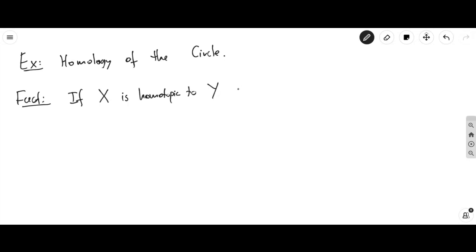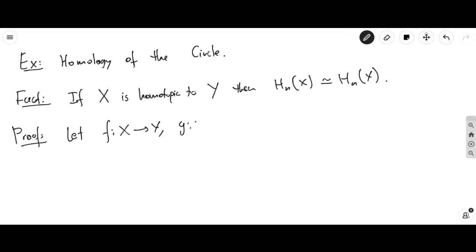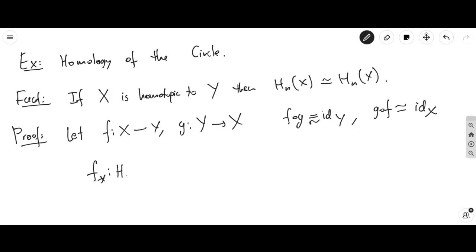that if X is homotopy equivalent to Y as two topological spaces, then their homology groups will be isomorphic, because homology is a homotopy invariant. The way you can prove this fact is very simple. You're going to let F be a map from X to Y, G be a map from Y to X, so that when you do this composition, you get something that's homotopic to the identity on Y, and when you do this composition, you get something that's homotopic to the identity on X. And then you apply the homology functor. So if you apply the homology functor, you get F star is a map from Hn of X to Hn of Y.